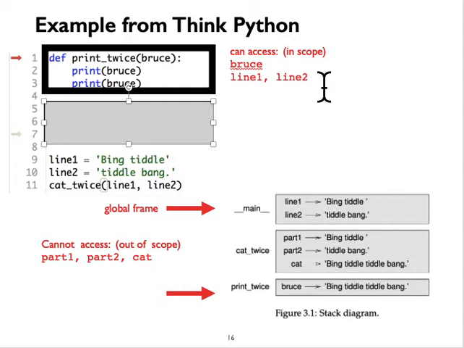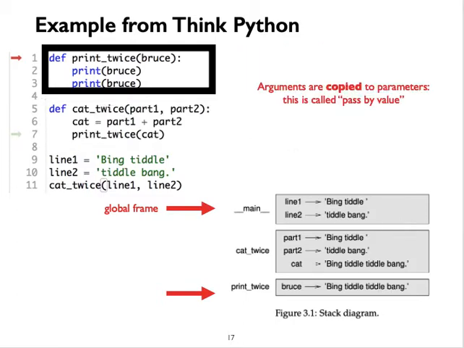Those are variables in the global frame. When we can access something, we call that being in scope. Because I can access certain variables, we say that those variables are in scope. When we cannot access other variables, we say those variables are out of scope or not in scope. In this example, if we're inside of the function print twice, then the variables that belong to the function cat twice are out of scope. We cannot access them. We'll get errors in our code if we're writing code in the function print twice and trying to access variables that are not in scope.